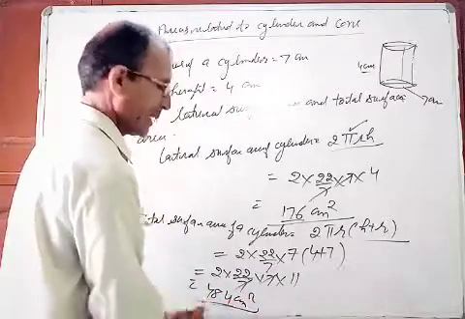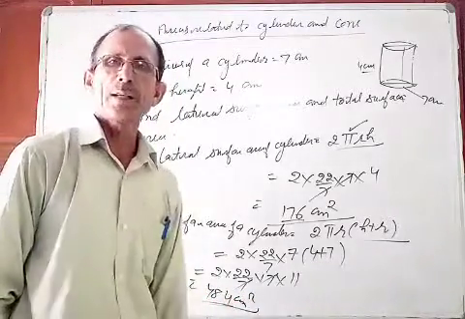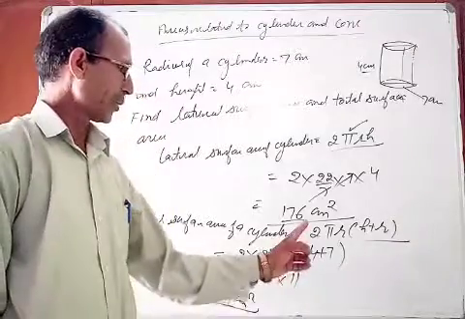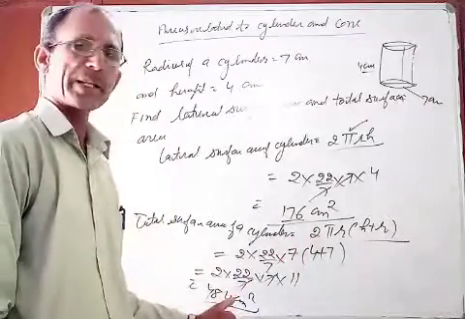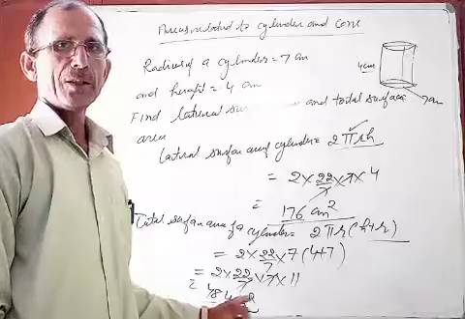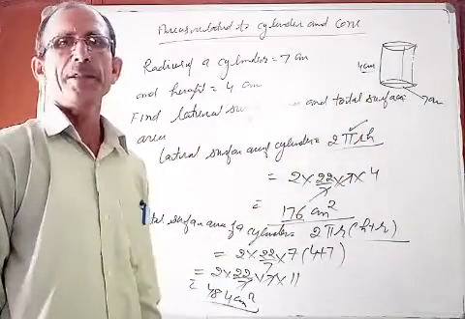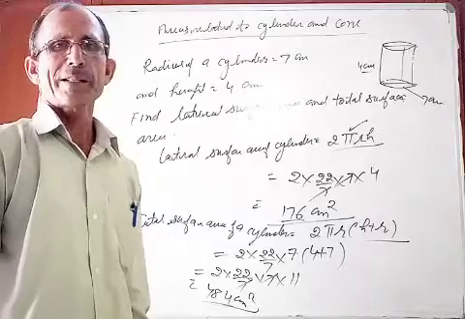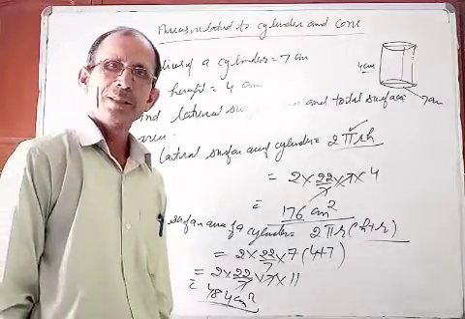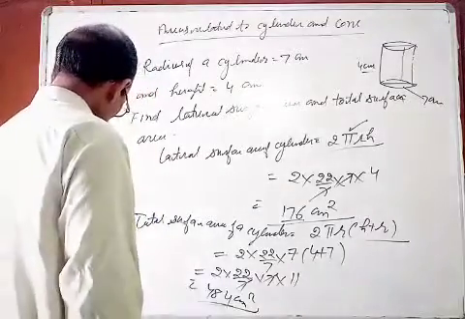484 square centimeter. So this is the formula for finding the total surface area, and this is the total surface area of a cylinder whose base radius was 7 centimeter and height was 4 centimeter. Have you understood? Yes, very easy now. Yes. Next is cone.